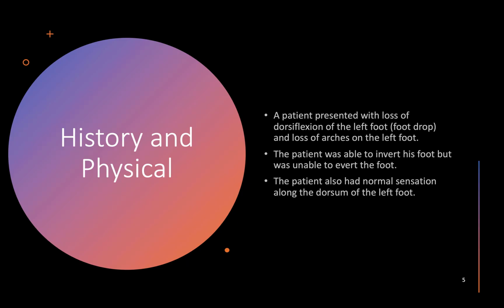In this case, a patient presented with loss of dorsiflexion of the left foot, so foot drop, as well as loss of arches on the left foot. The patient was able to invert the left foot, but was unable to evert that same foot. Of note, the patient also had normal sensation along the dorsum of the left foot, as well as intact gluteal muscles as well.